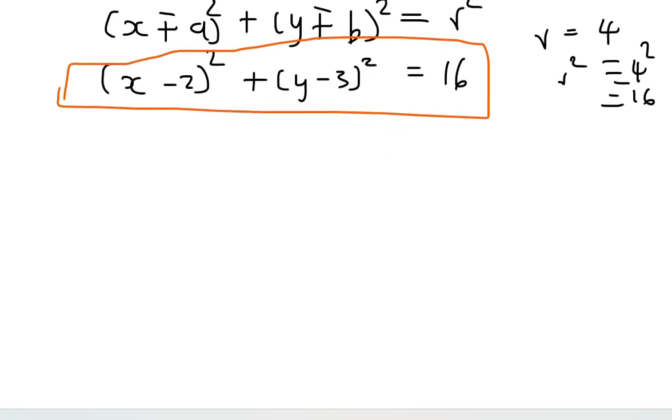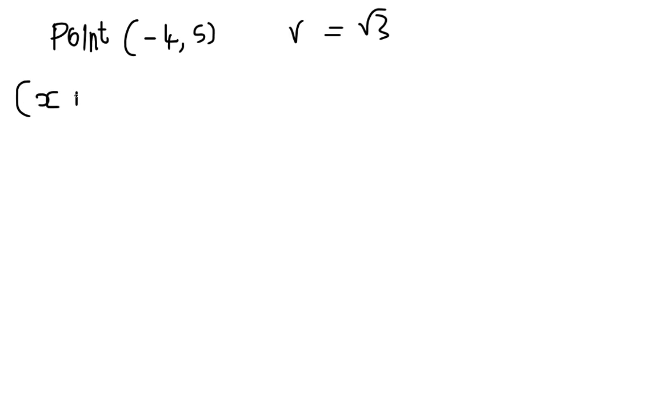So let's have another example. Suppose now we are given a circle that is centered at the point, let's say it's centered at the point negative 4 and positive 5 with the radius of square root 3. So how can we find the formula for this circle? So likewise, we'll start by writing the general form of a circle, which is x plus or minus a squared plus y plus or minus b squared, and that is equal to r squared.